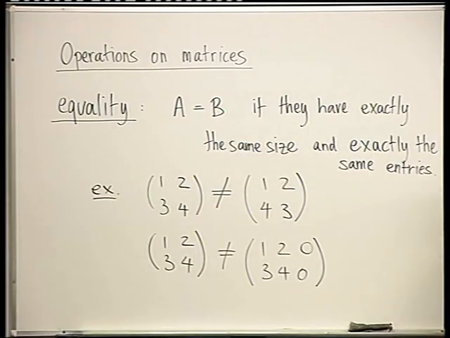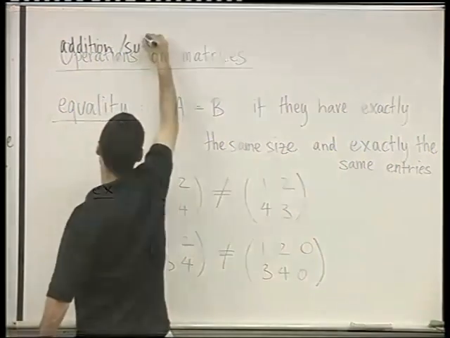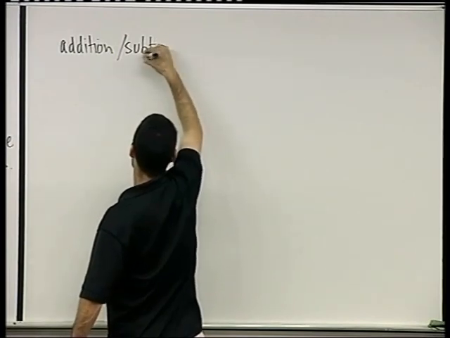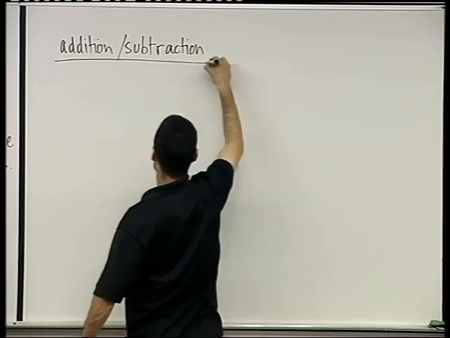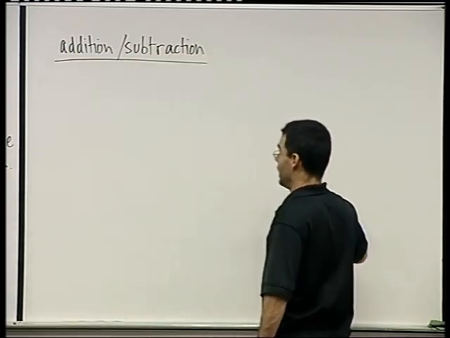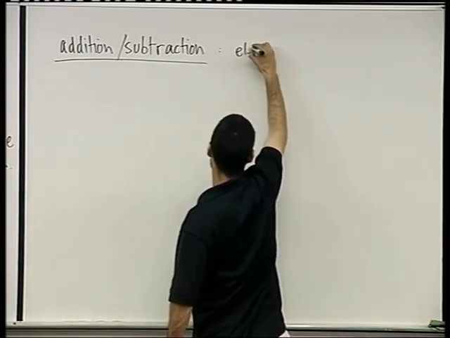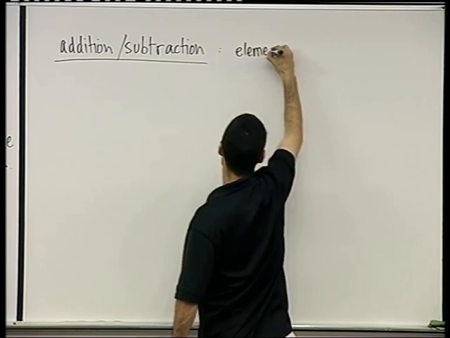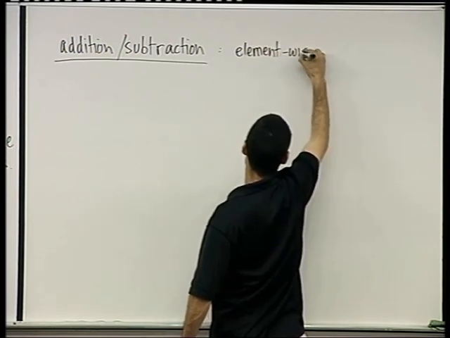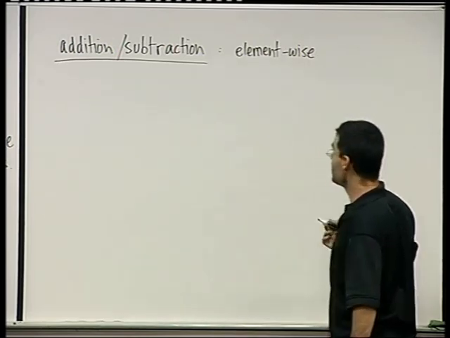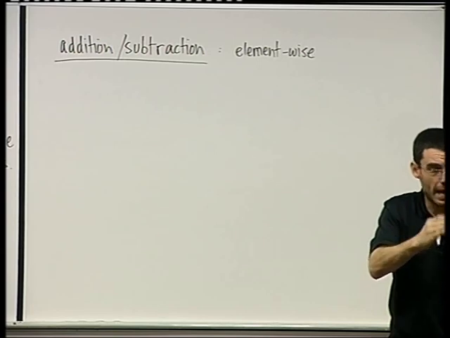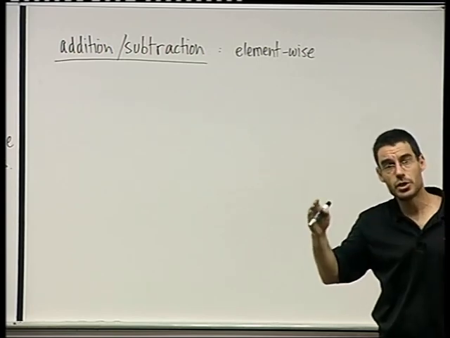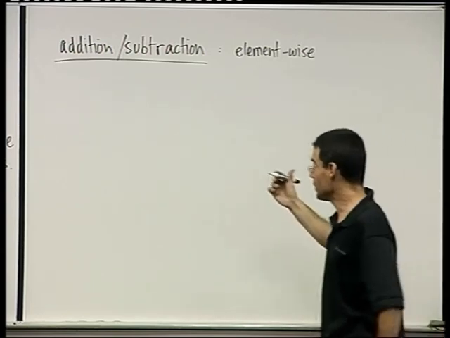So addition and subtraction, they can both be defined simultaneously. This is just done element-wise. What do I mean by that? I mean that you take the element in the position 2, 3 and add it or subtract it to the element in the position 2, 3. Okay, so here's an example.